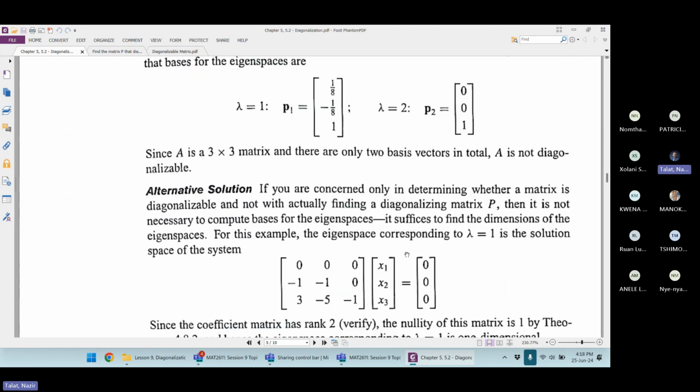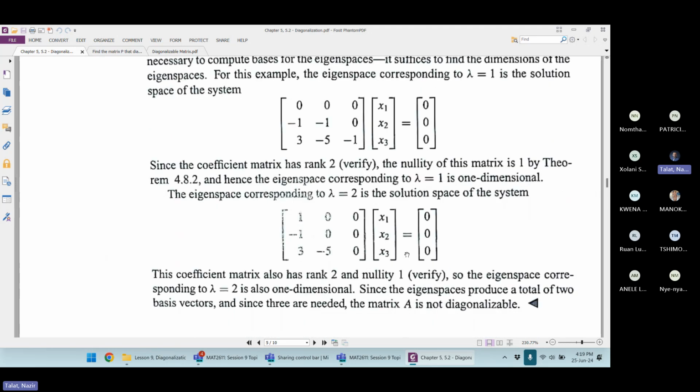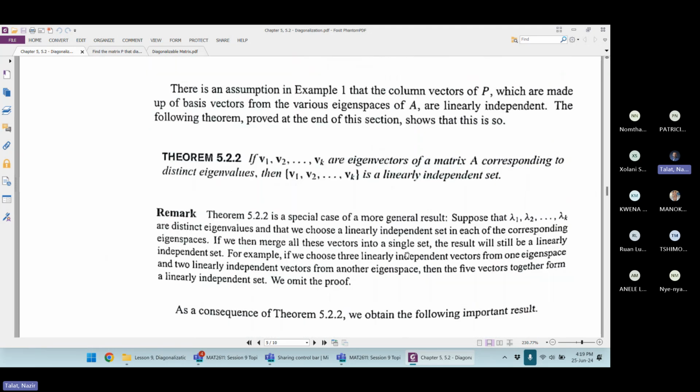So this is the example for that, and also it means that there will be another row which is zero, and hence this matrix is not diagonalizable. Now this diagonalizability gives us some useful relations. For instance, if v1, v2, up to vk are eigenvectors of a matrix A corresponding to distinct eigenvalues, then all these v1, v2 up to vk are linearly independent.